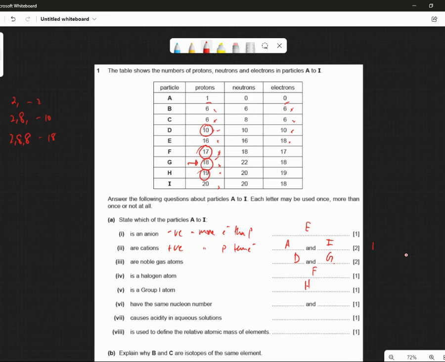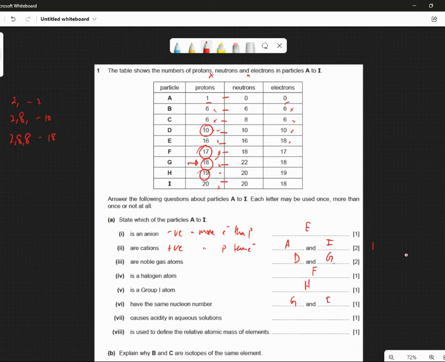Have the same nucleon number. Nucleon number is protons and neutrons added together. So this has 1. This has 12. This has 14. This has 20. This has 32. This has 35. This one has 40. This one has 40 as well, isn't it? So it's G and I.